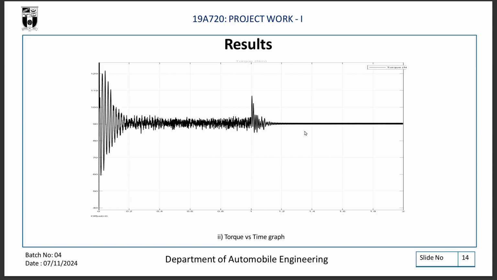and the torque stabilizes to 90 Newton meter, the desired torque that we initially set. Initially, the torque required to overcome the inertia is higher, about 120 Newton meter. Then after a second, it stabilizes to 90 Newton meter.